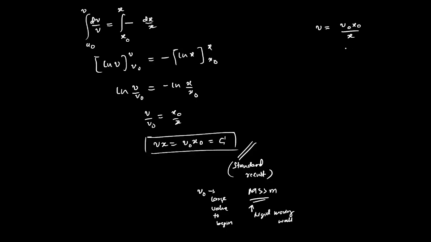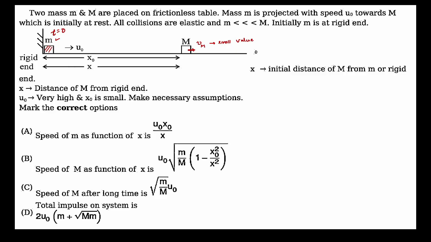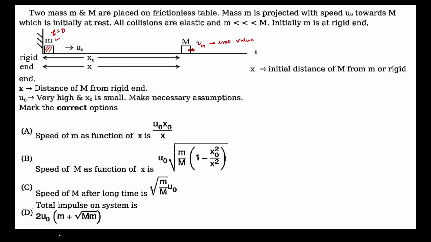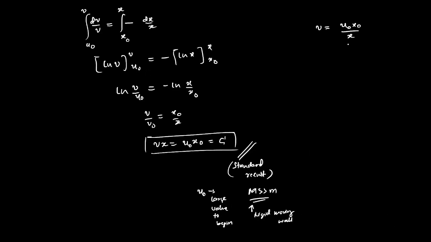Now we will think of the options. We need to first find the speed of small m. I was using v naught, but the actual initial condition is u naught, so let me make it u naught. This is u naught x naught by x. We will consider the first option, and it is correct. Now let's think of the second one: the speed of capital M as a function of x.